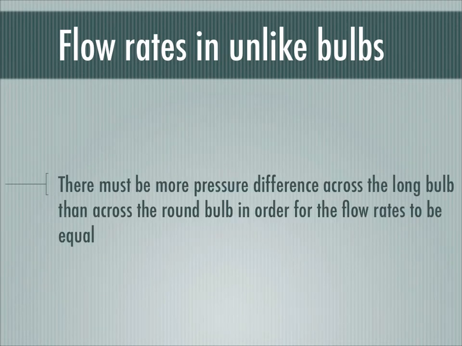So there must be more pressure difference across the long bulb than across the round bulb in order for the flow rates to be equal. Since the long bulb has a higher resistance, you have to push harder to get the same flow rate. In a round bulb which has a lower resistance, you don't have to push as hard. You need less pressure difference to get the same flow rate.